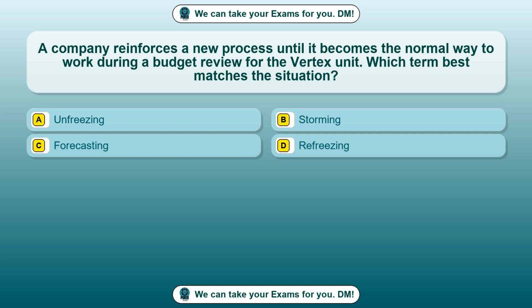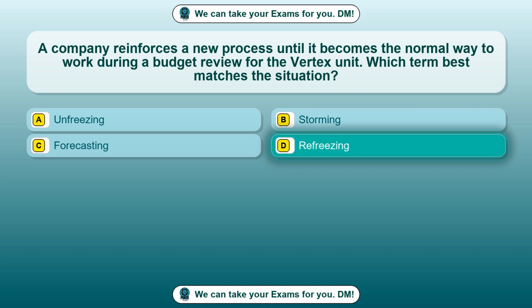Question 91. A company reinforces a new process until it becomes the normal way to work during a budget review for the Vertex unit. Which term best matches the situation? Option A, unfreezing. Option B, storming. Option C, forecasting. Option D, refreezing. The correct answer is option D, refreezing.